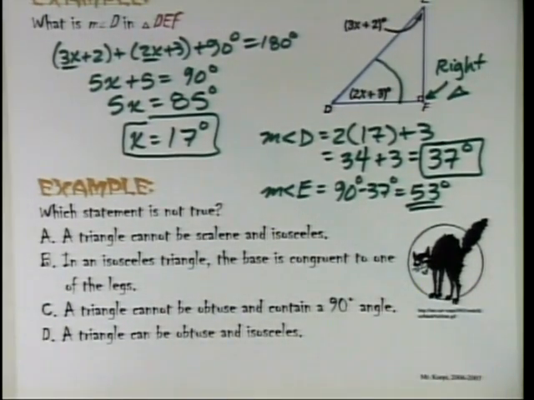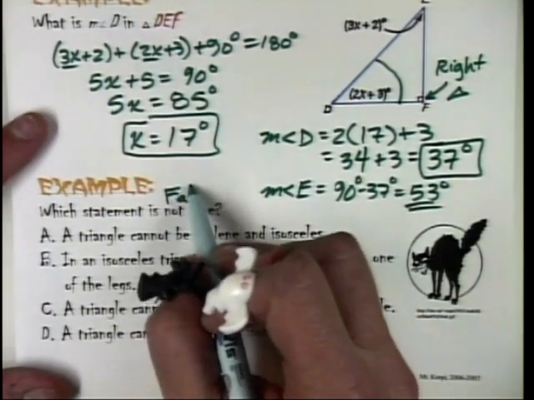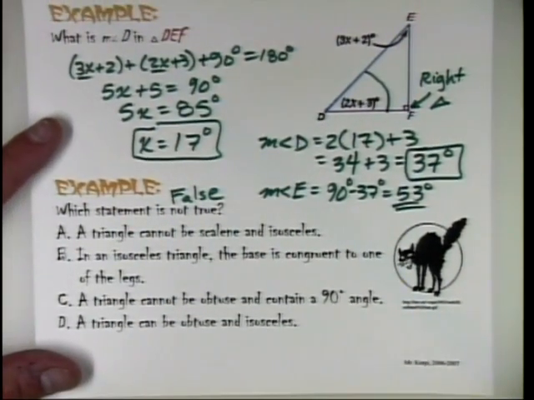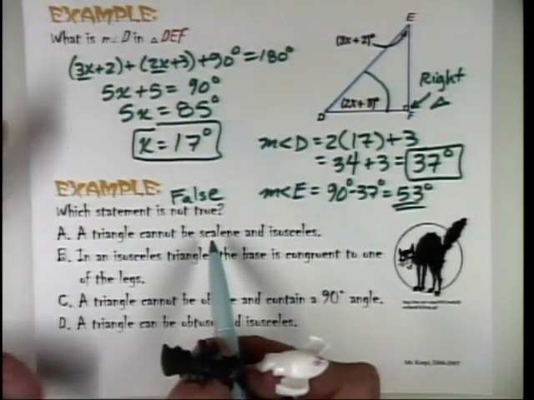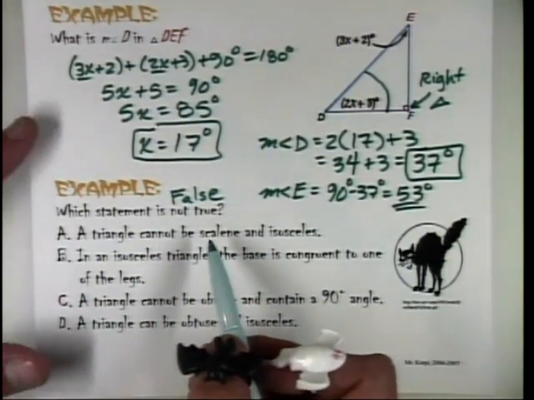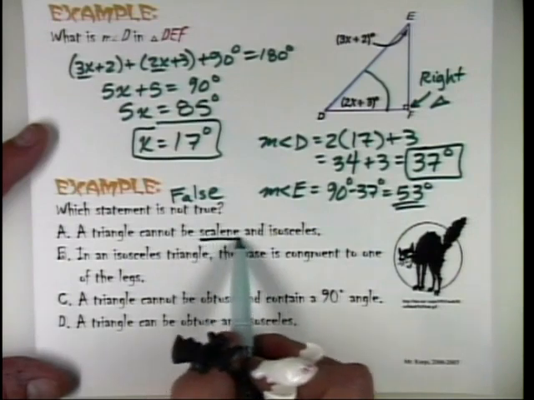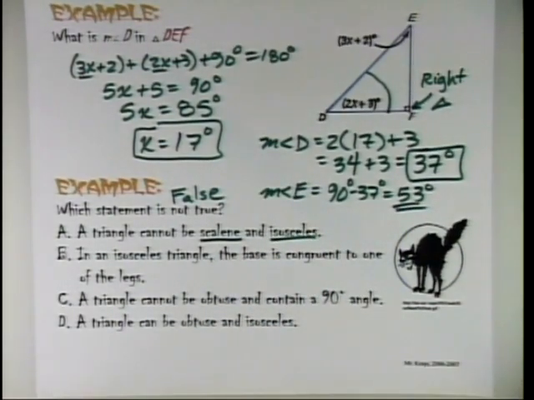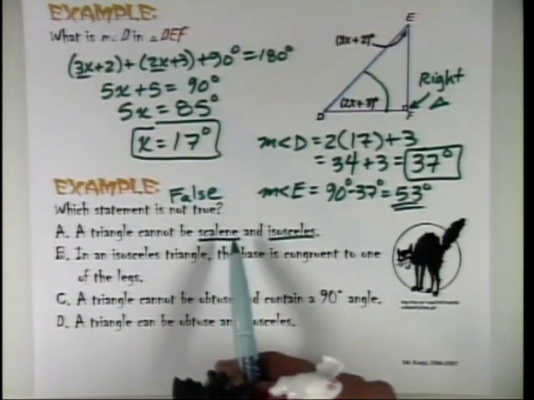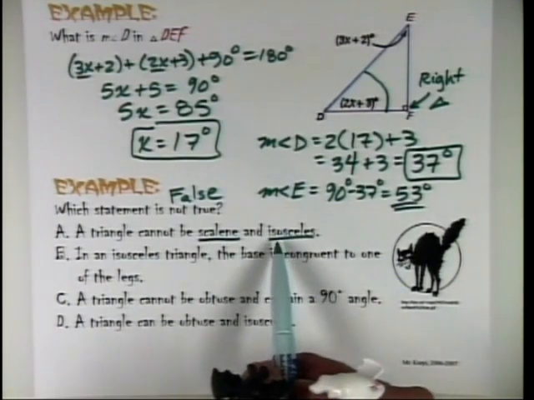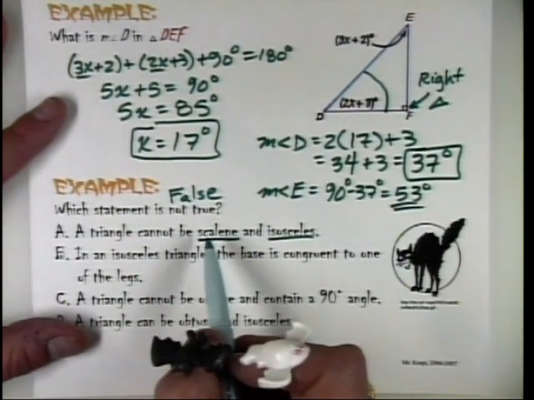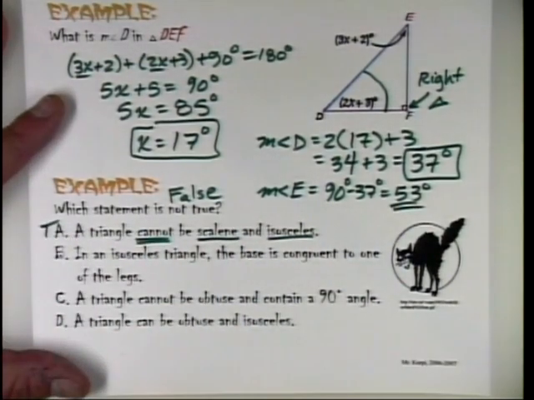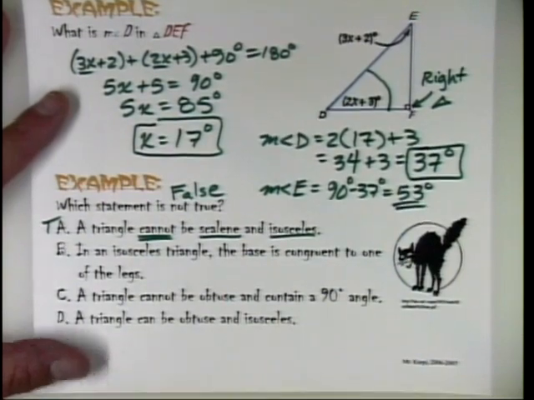Which statement is not true? That means which statement is false. Okay, looking for the untrue or false statement. A triangle cannot be scalene and isosceles. Well, we know that it can't be scalene and isosceles at the same time. They're saying two different things. This says all sides different, at least two sides the same. So that is actually a true statement because it's saying that it can't be that. So yeah, that's true. Got to read these things carefully.